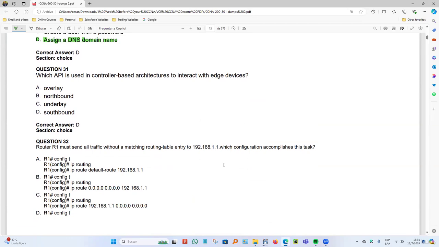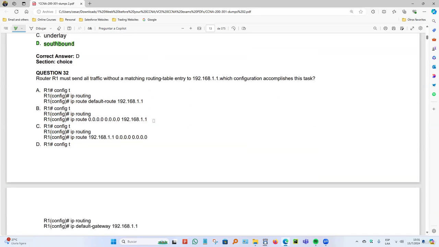Which API? Correction there. Which API is used in controller-based architectures to interact with edge devices? The answer is southbound. The answer is D, actually, D, southbound.